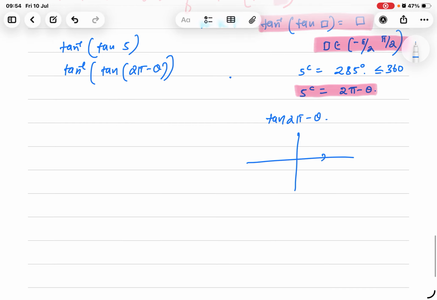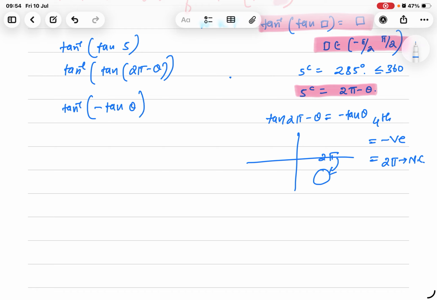So 2 pi minus theta belongs to the fourth quadrant. In the fourth quadrant tan is negative, and 2 pi is there, so no change. Then you have to use that tan (2 pi minus theta) is minus tan theta. Then tan inverse of minus tan theta, this is our answer. And tan inverse of minus x formula is minus tan inverse x. Now the x value is tan theta, so it is minus tan inverse of tan theta.